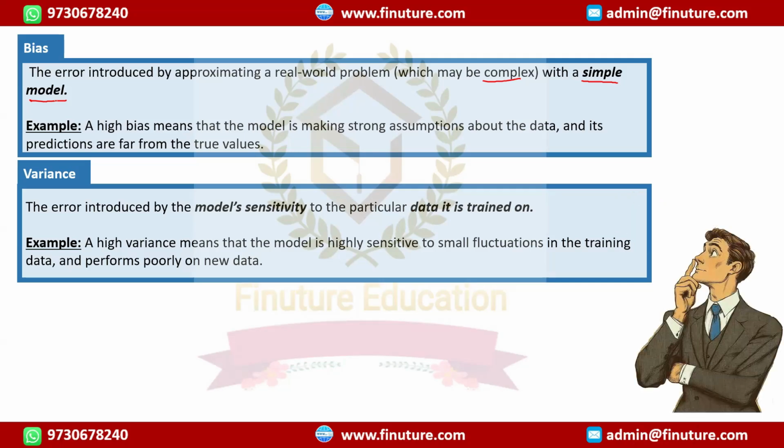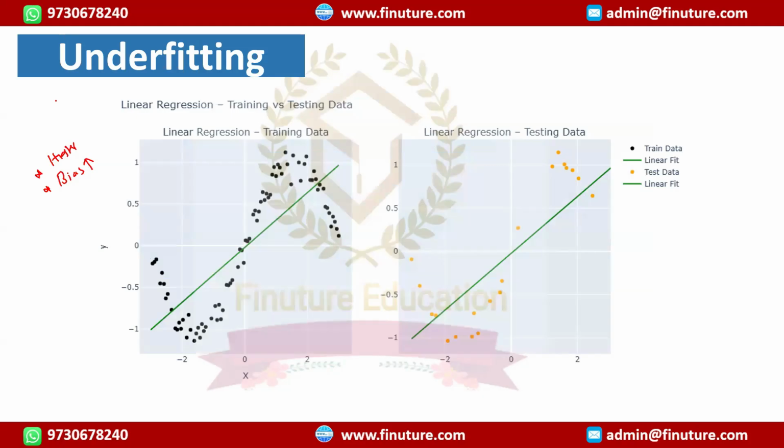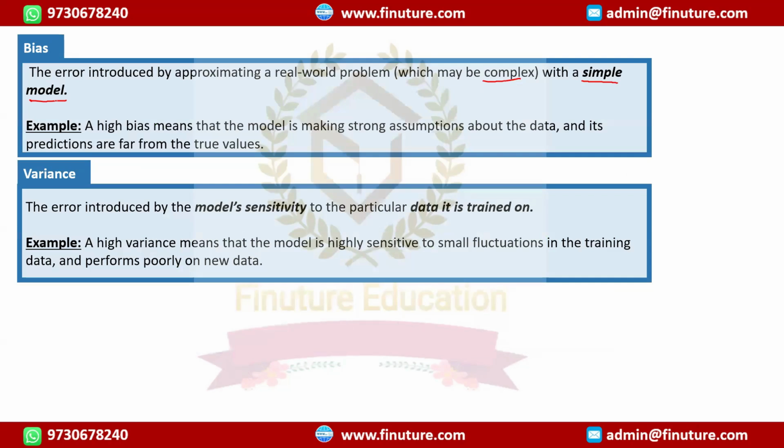High bias means that the model is making strong assumptions about the data. Like in this case, your model assumes that your data follows a linear pattern, but it really doesn't. You can see very well from the picture that it's not really linear, it's a curvature. So in bias, your model makes strong assumptions about the data.